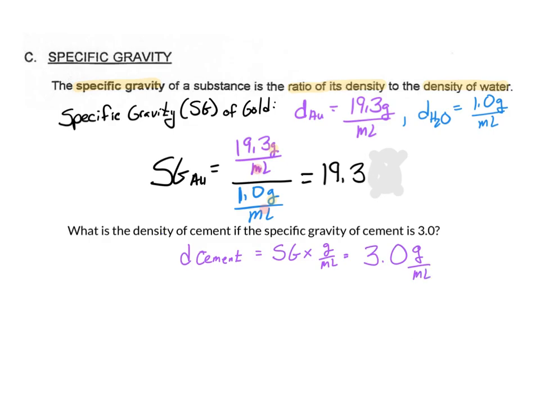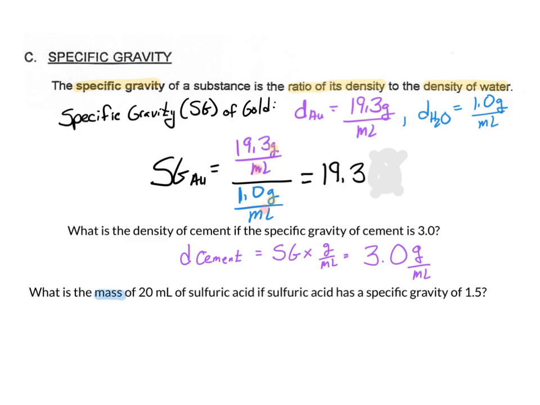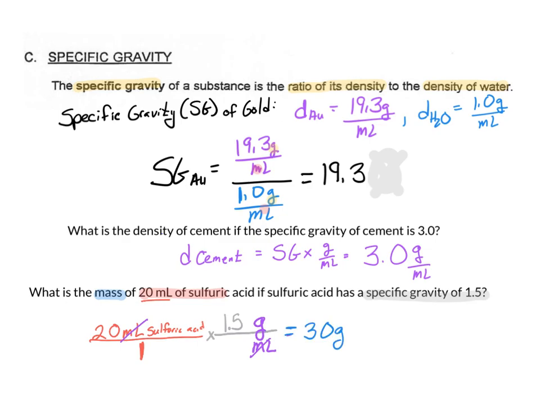So what if I said, what is the mass of 20 milliliters of sulfuric acid if sulfuric acid has a specific gravity of 1.5? All you would do is you would start with your 20 milliliters of sulfuric acid, multiply that by 1.5, add in the grams over milliliters because specific gravity and density are the same except that density has those units, and you'll get the answer of 30 grams. I don't usually put specific gravity calculations on my exam, but you should know the definition.